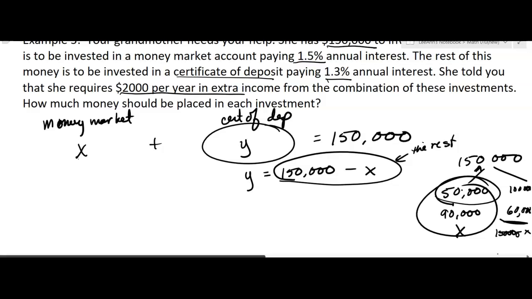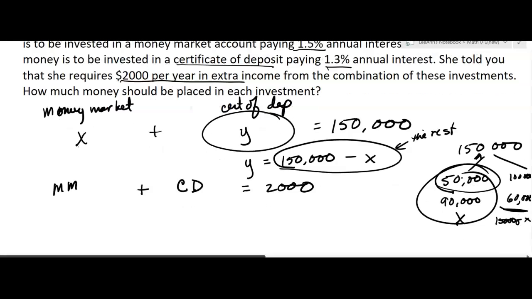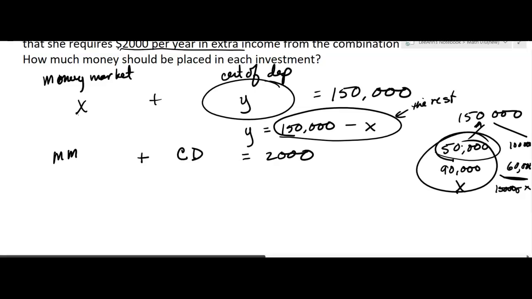So she's going to have her money market. She's going to make so much money off that, plus how much money she's going to make off this certificate of deposit. And that has to equal $2,000, okay? All right. So you might be saying, well, when are we going to use that I equals PRT?